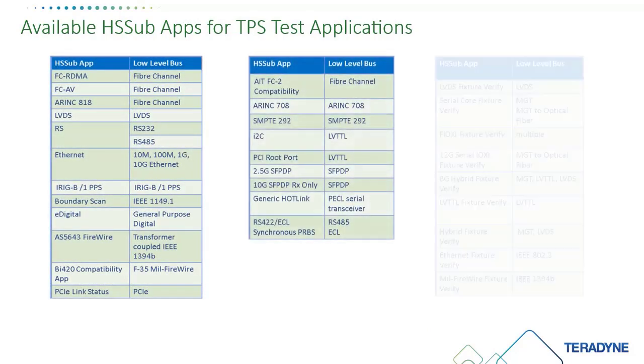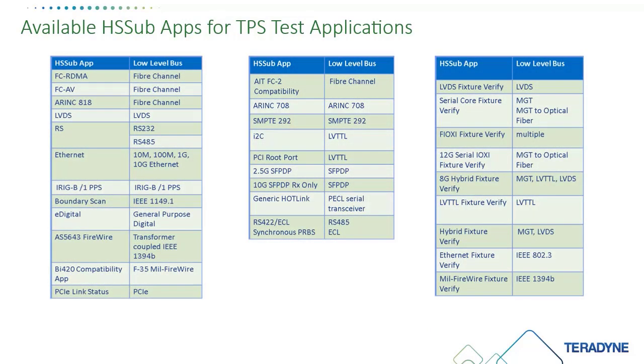These tables show the many available HSSub apps for TPS applications. Unique and emerging high-speed applications can run concurrently with generic and low-speed applications that are always needed. For example, serial front panel data port and 25 gig Ethernet streaming data, along with the RS buses, I2C, SPI, and small parallel digital. Every instrument includes a Fixture Verify HSSub app for the self-test and front panel I/O wiring verification. And new HSSub apps are always under development as the product line continues to expand.